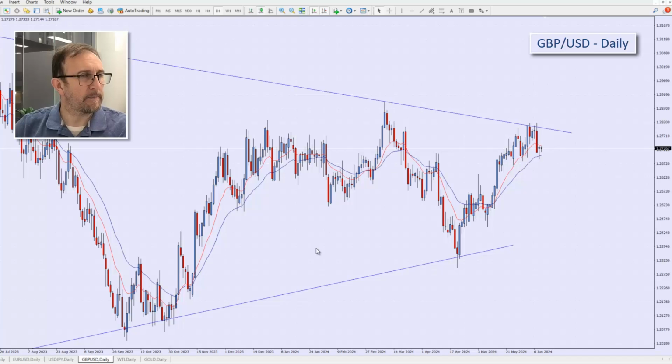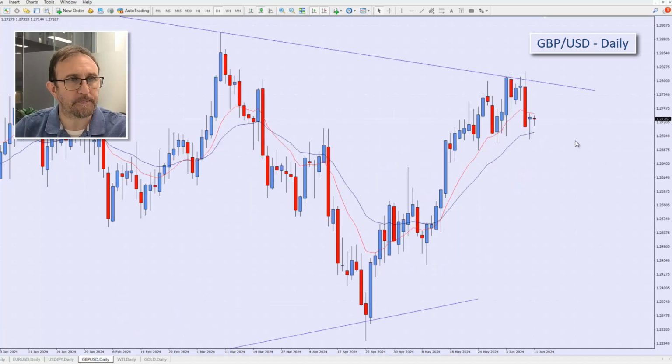GBP USD. Okay, GBP USD, one of those converging triangles again. Let me just zoom in a little bit. Okay, this one, there was an engulfing candle there, those two candles, which is, let me highlight it.